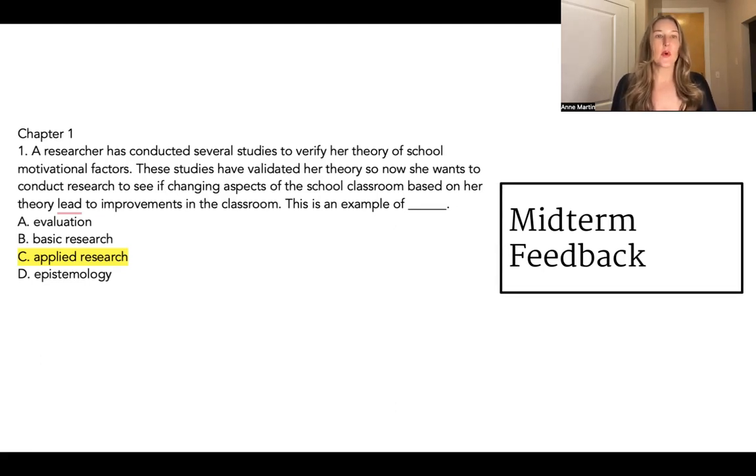So in this example, the researcher has conducted several studies to verify the theory. Now, in that first sentence, that tells me that the researcher has already done basic research to verify the theory on motivation. Studies have already validated their theory, so now they want to conduct research to see if changing aspects of the school classroom leads to improvement. So that is why it's an example of applied research.